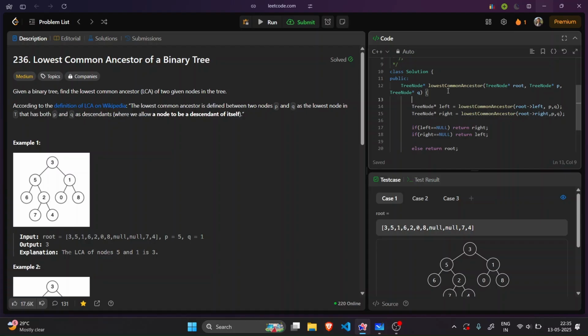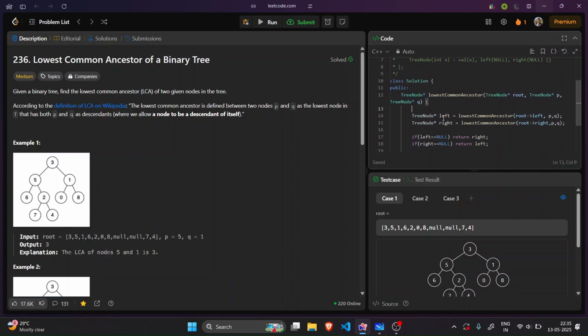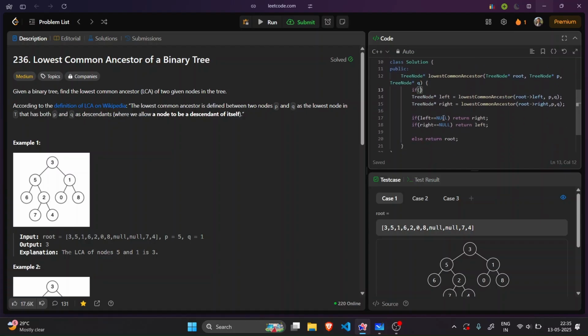Now that we have written two recursive calls, we need to write a base condition also. So our base condition will be: if root is either null or root is p or root is q, then we're simply going to return root. Yeah, so this should work.